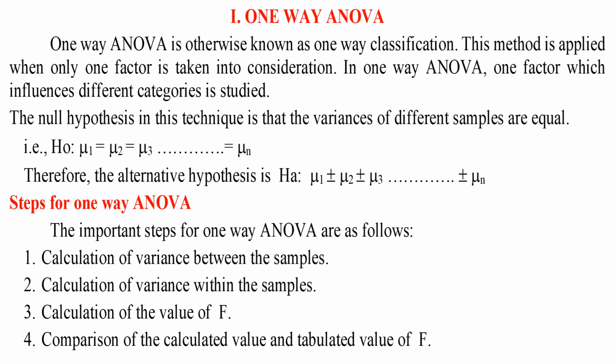Steps for one-way ANOVA. The important steps for one-way ANOVA are as follows. 1. Calculation of variance between the samples. 2. Calculation of variance within the samples. 3. Calculation of the value of F. 4. Comparison of the calculated value and tabulated value of F.